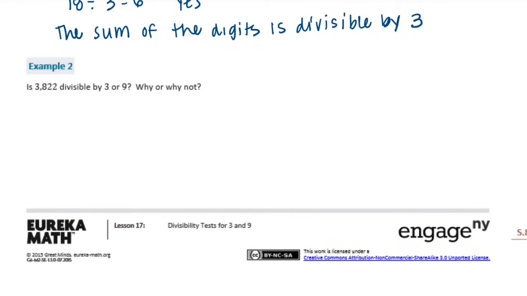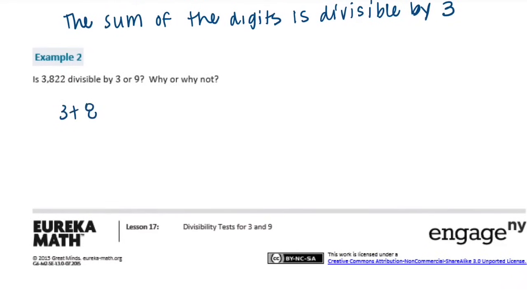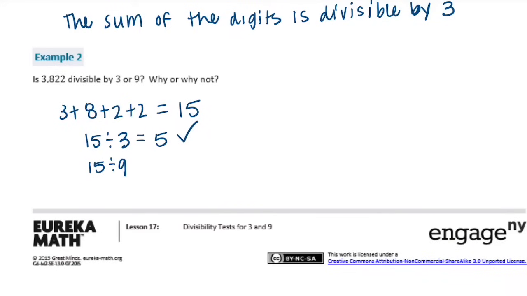Okay, example 2: is 3,822 divisible by 3 or 9? Why or why not? Okay, so we're not going to do that long, broken down, factoring out explanation. All we're going to do is add the sum of the digits. So 3 plus 8 plus 2 plus 2. So 3 plus 8 is 11, plus 2 is 13, plus 2 is 15. So 15 divided by 3 is 5. So yes, it's divisible by 3, but 15 divided by 9 doesn't work. We're not going to get a whole number.